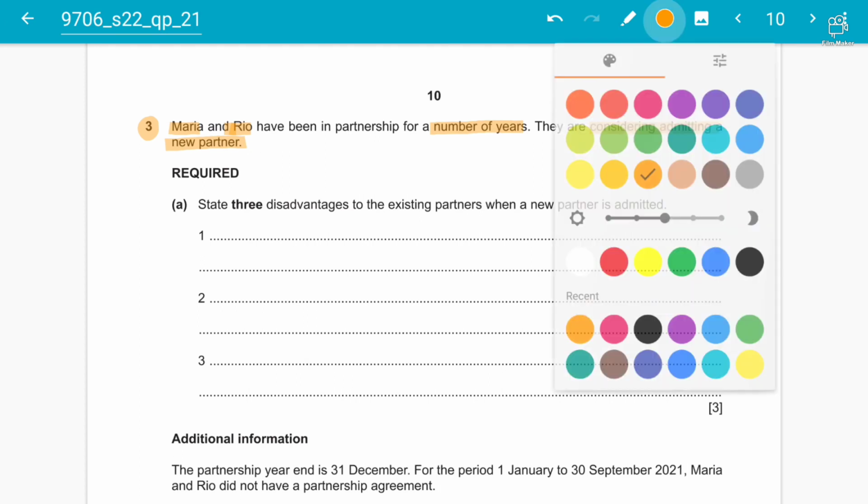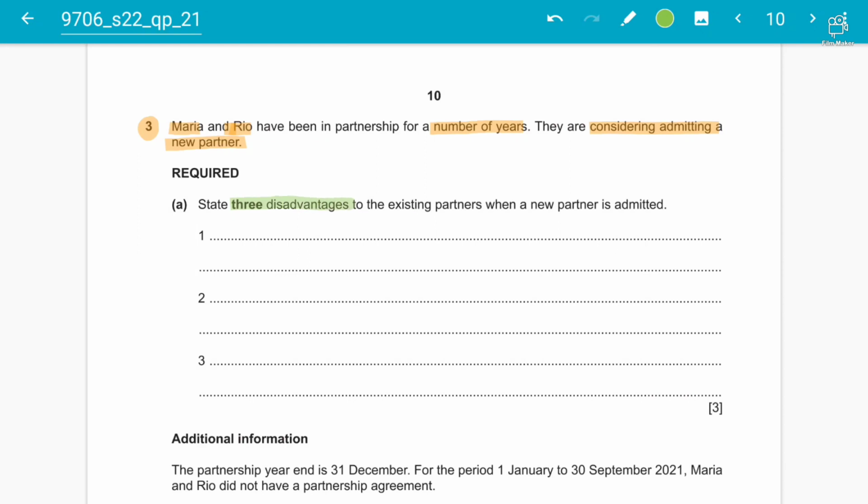So the first thing is we have to state 3 disadvantages, the theory part, to the existing partners when a new partner is admitted. So you need to understand that when a new partner is admitted, definitely he or she brings a lot more capital. So you have a lot more resources and funds available. Secondly, the person might have expertise in a relevant department. So maybe they are better in sales, human resources, or marketing. So that's why a lot of expertise the new partner brings in. Similarly, more capital is available. These are the advantages, the positive side.